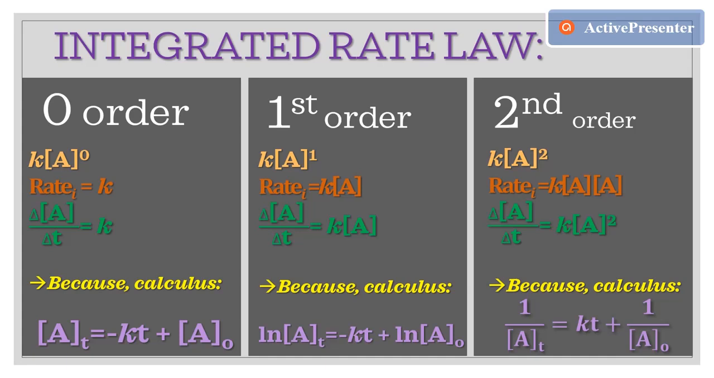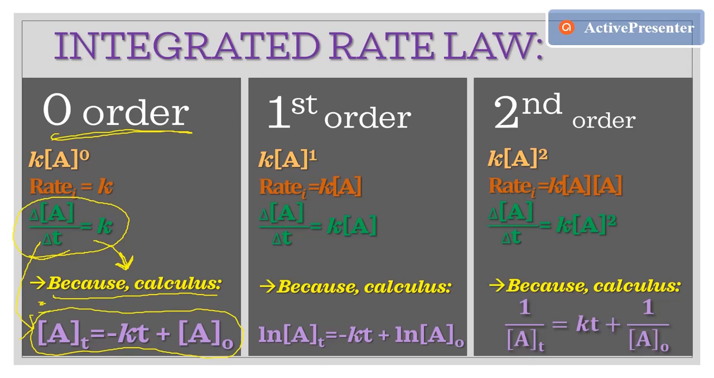Now here we are back at zero order, and we know from that integrated rate law that the change in the concentration of A over the change in time equals K. And then I just skip this step because you don't need to know the calculus for this for chemistry 2. So I'm just going to go, because calculus, we can rearrange this formula into this one down here.